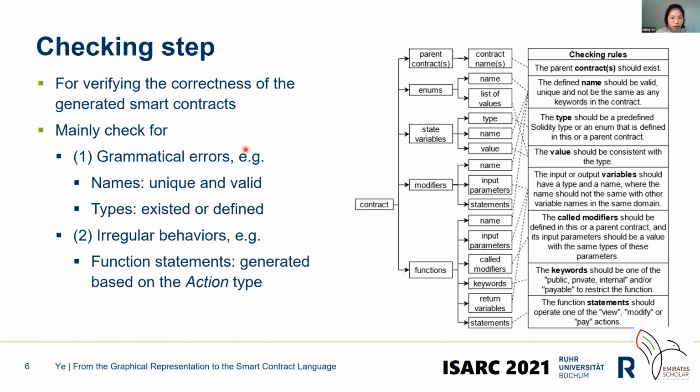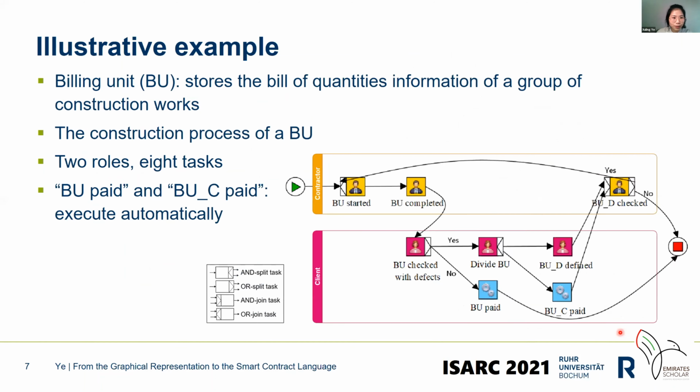The defined checking rules are mainly checking for one, grammatical errors. For example, the name should be unique and valid, and the type should exist or be defined. And two, irregular behavior. For example, for a function defined in the main contract, the statement should be generated based on the action type, like view, modify, or pay. For more information on the checking step, you can see the paper.